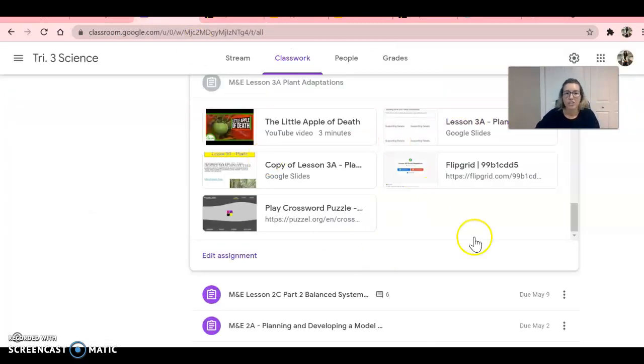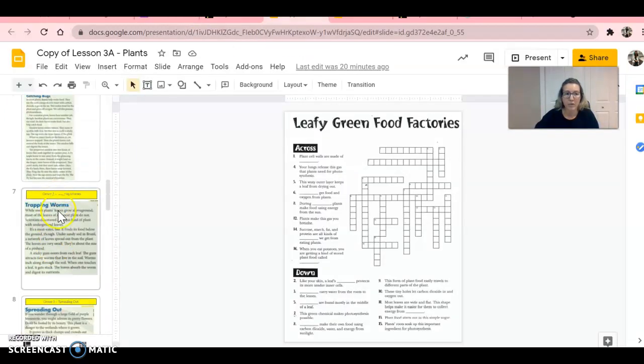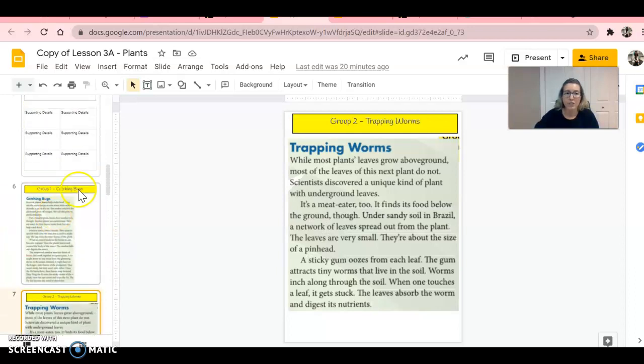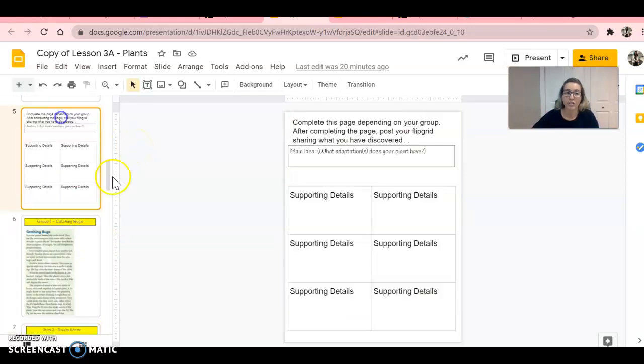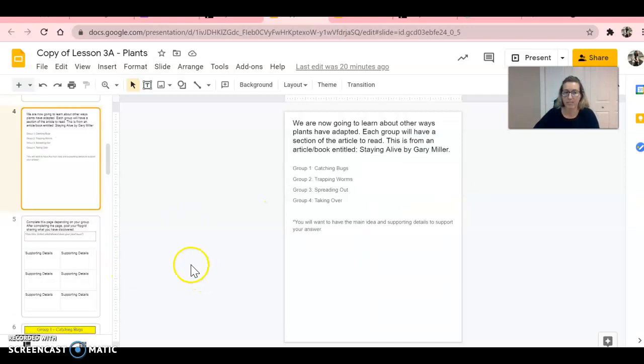So, just to review, make sure that you identify which group you're in. After you've identified your group, you're going to read your article. While you're reading your article, you're going to be filling out this outline, and afterwards you are going to make a short Flipgrid video telling us what the main idea of your article was and what supporting details the article gave you. Tomorrow we will be watching each other's, and then your last activity for today is that crossword puzzle. So have fun!